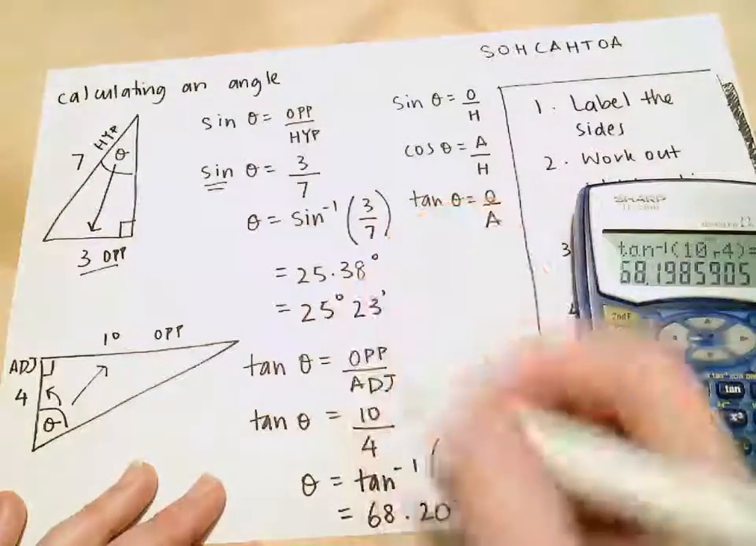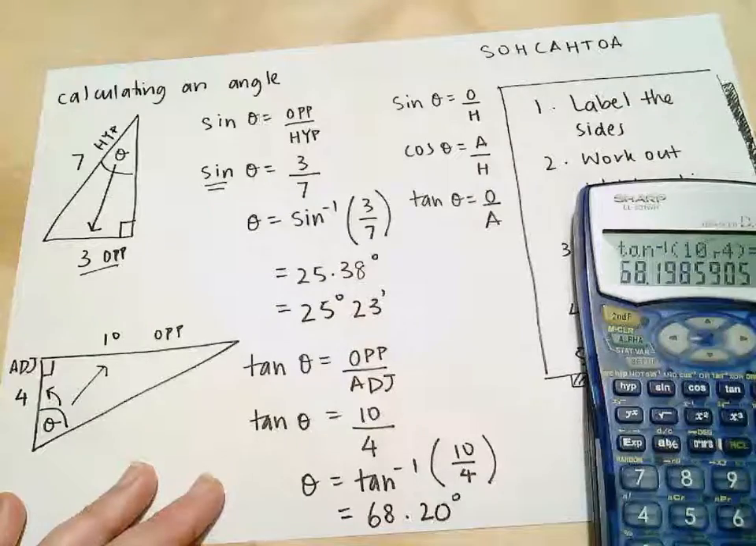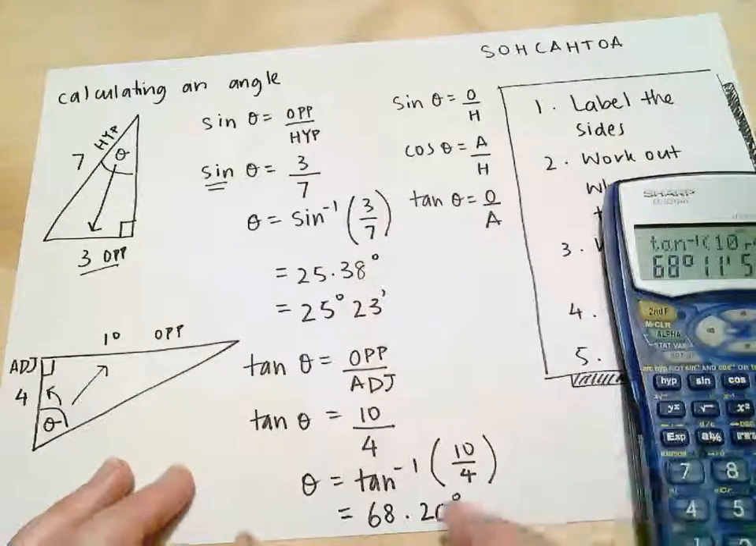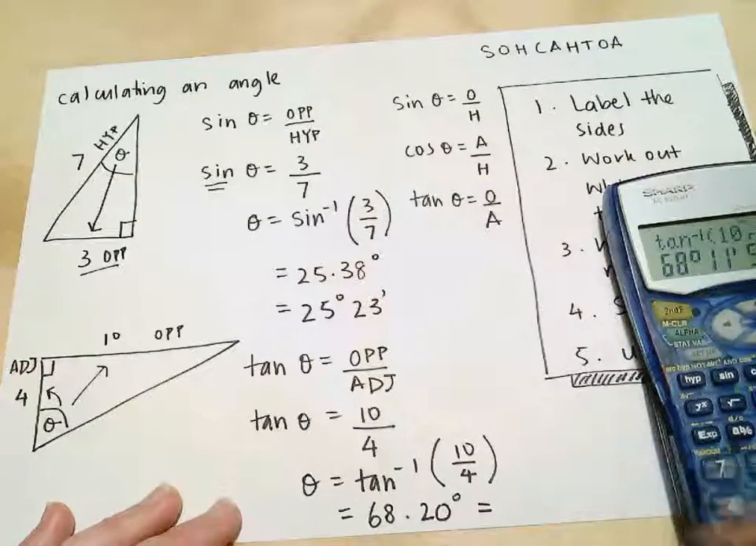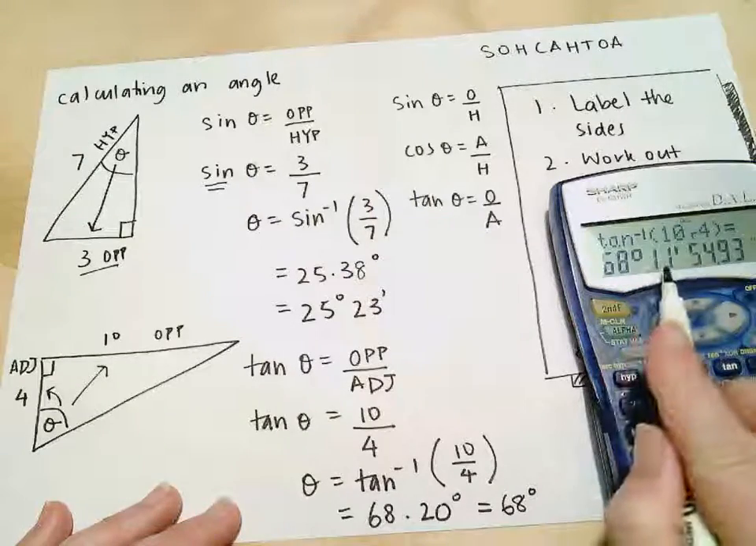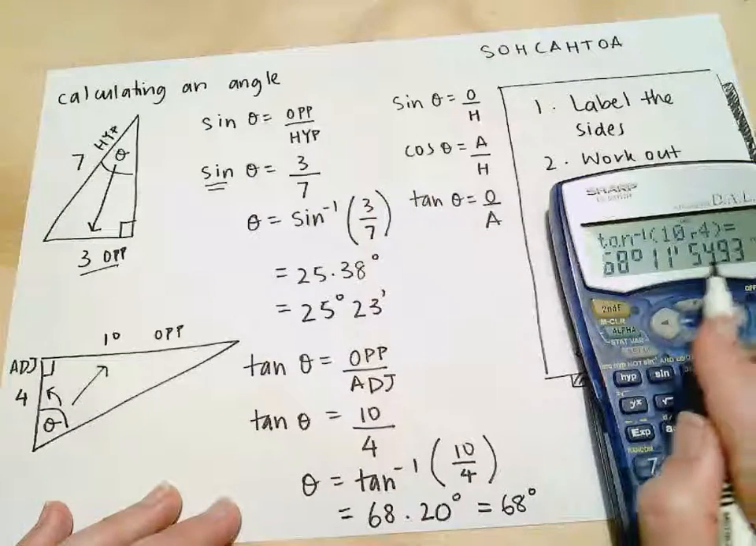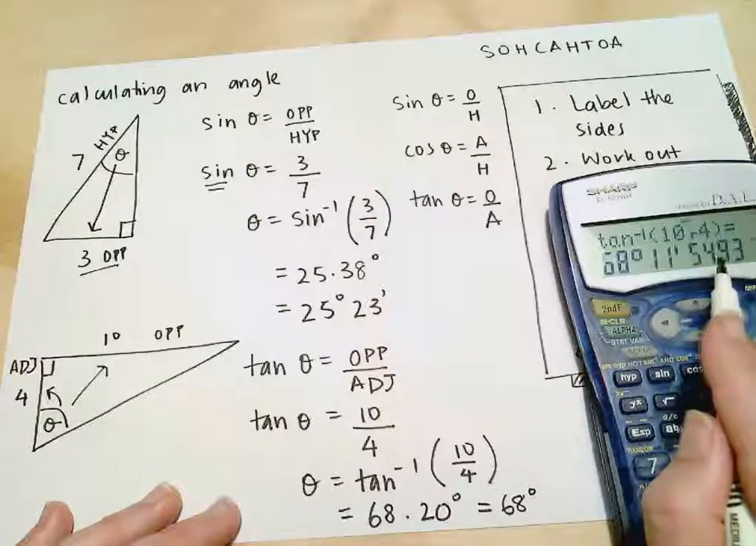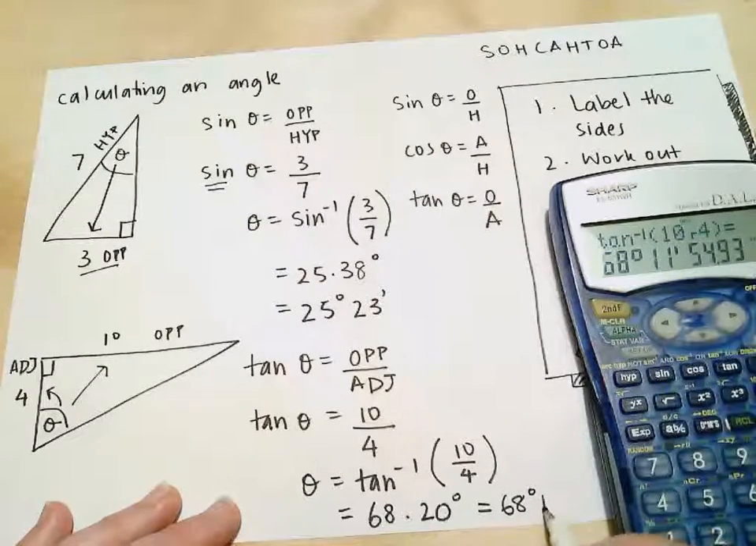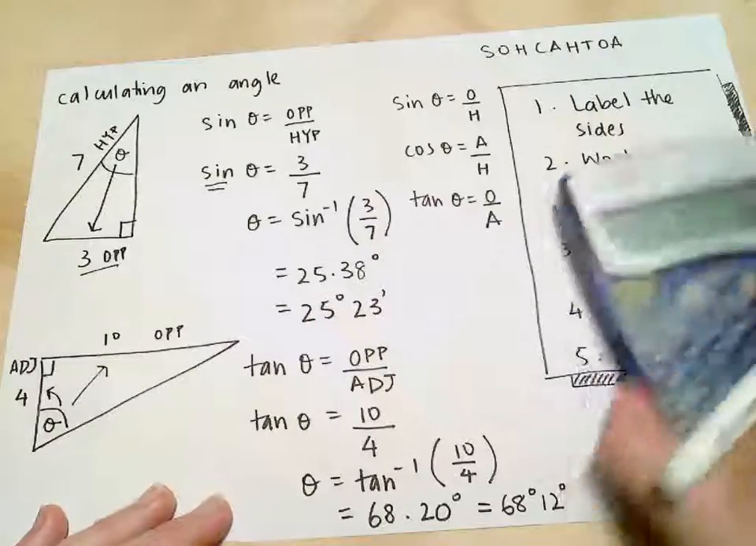But if I wanted to write that as degrees, minutes, and seconds, I'd press second function, that button, and you can see that it rounds to 68 degrees. Now it's 11 minutes, but again it's 54 seconds. Well, 54 seconds is pretty close to 60 seconds, so it's actually going to round up to 68 degrees and 12 minutes, because we talk about degrees, minutes, and seconds.